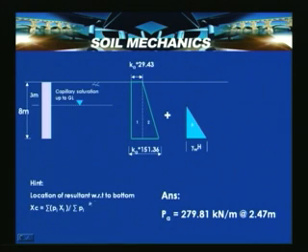The location of the resultant with respect to the bottom can be calculated by individual CG. For example, the CG of this rectangle is located at h by 2 from the base, and this triangular portion is located at h by 3 from the bottom, and then we can calculate the CG of this water pressure diagram. Combined, we get the total active thrust acting at a location 2.47 meters from the base.